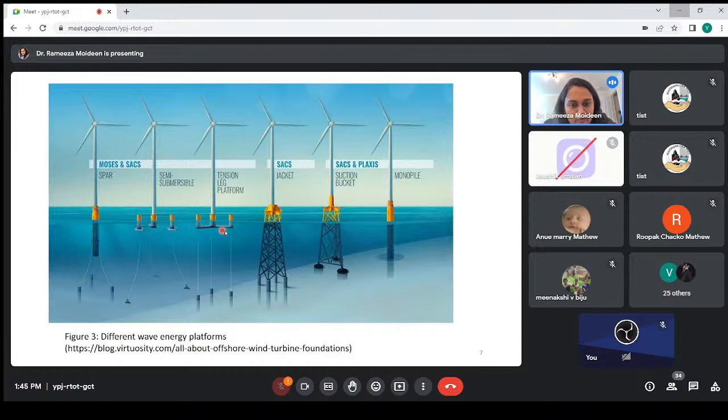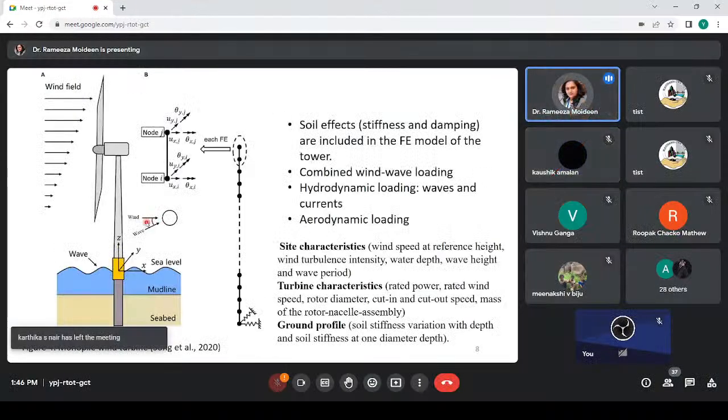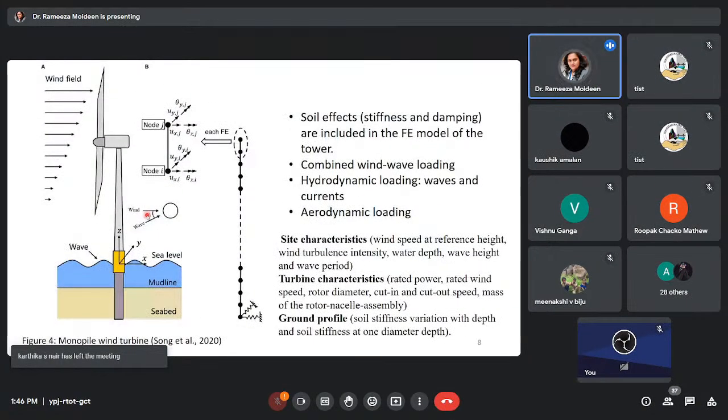So coming to the structural part, this is a monopile structure. This is an interdisciplinary design, because aerodynamics comes into the picture, which I am not much aware of. Then comes the hydrodynamics part, which includes the waves, and then the geotechnical part, where we have to model the stiffness and damping of the pile. So here, in the hydrodynamic part, we have waves acting.